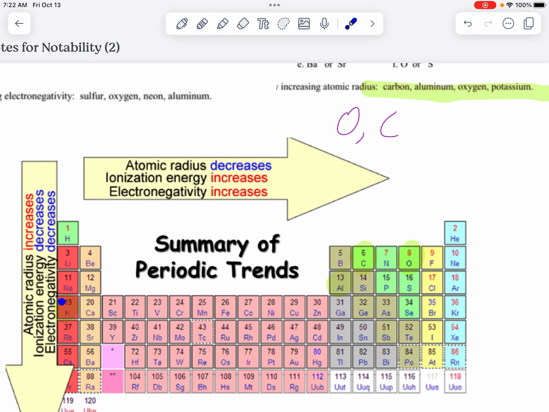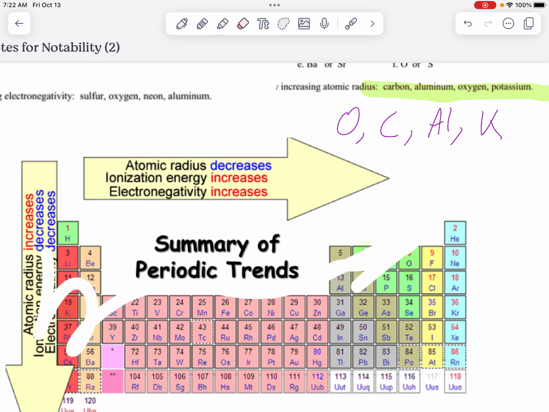and then now I can look at these ones, right? And this one, they're on different groups, so remember that's the really easy one. Atomic radius gets bigger and bigger as we go down. So because this one's up here and potassium's down here, aluminum is the next biggest, and then the largest of these 4 is going to be our potassium. Okay, that's how we would do that.